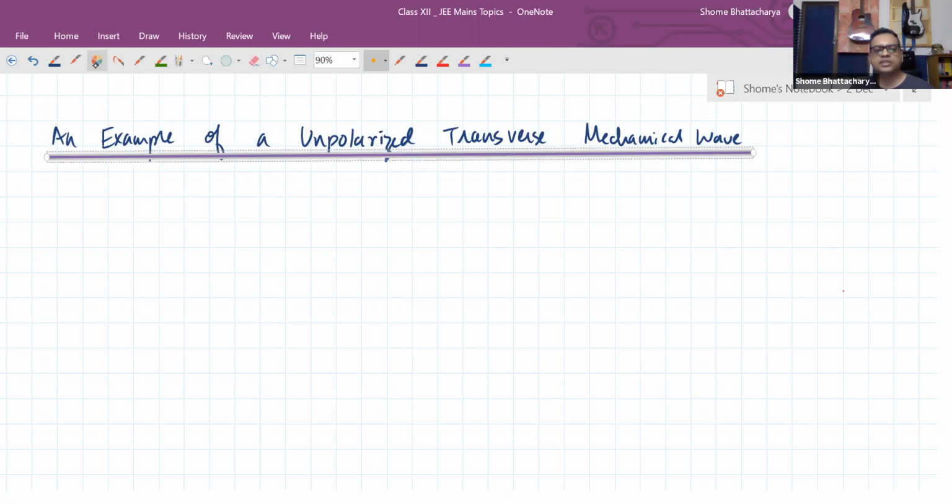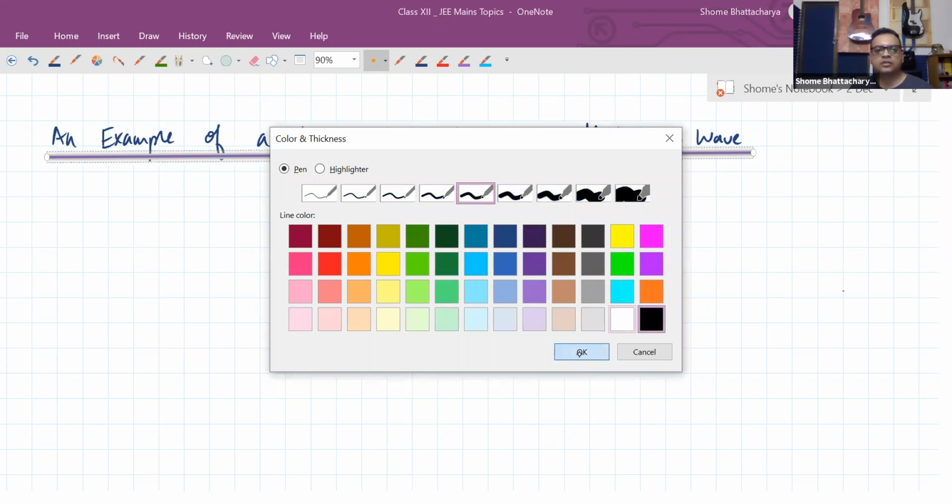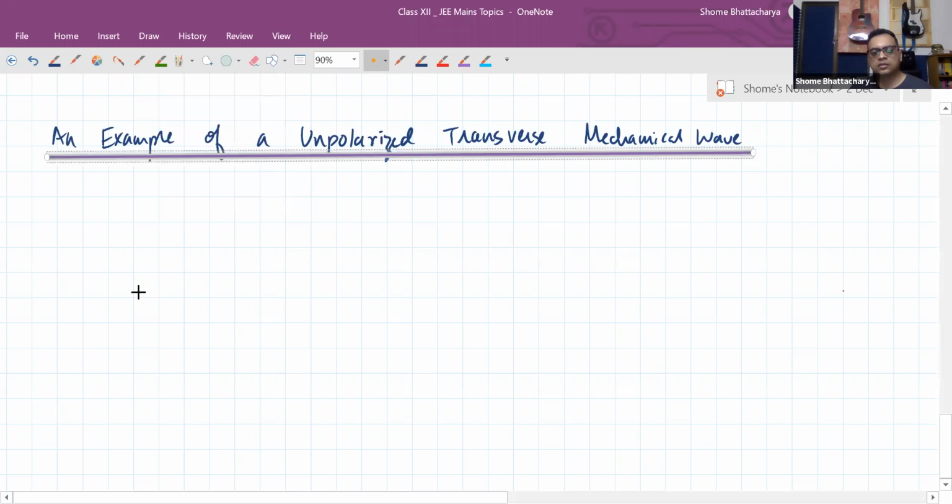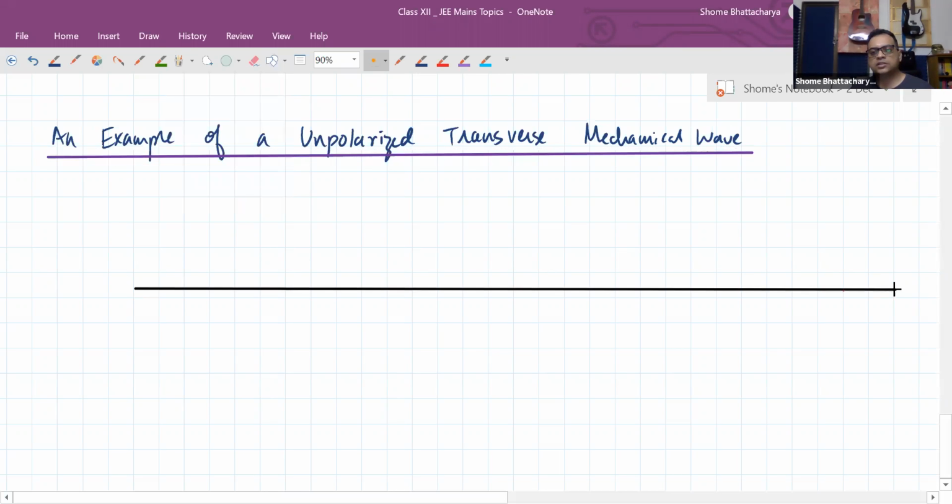So we have that same basic model to start with, that we have a very long string which is of a certain tension and linear mass density.